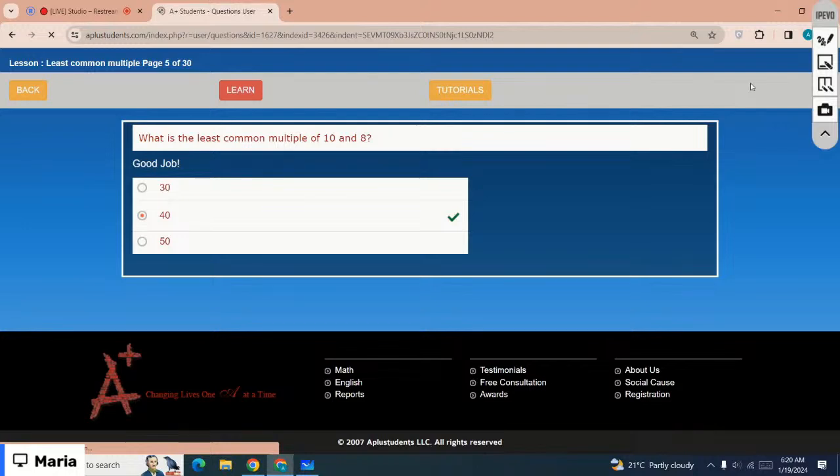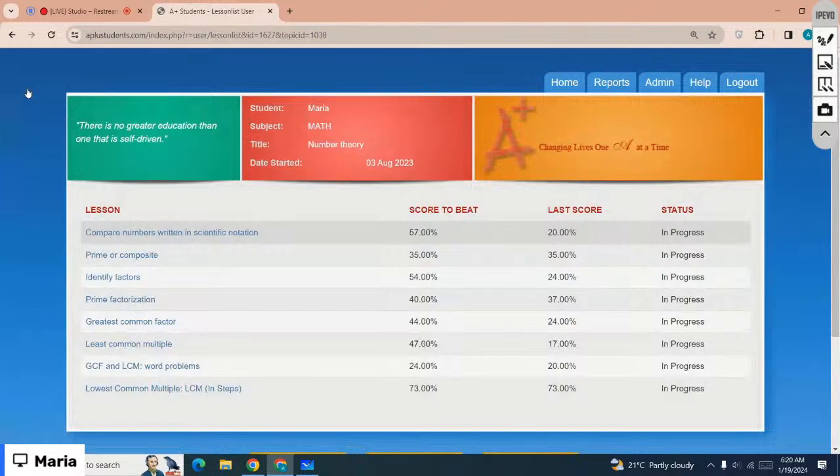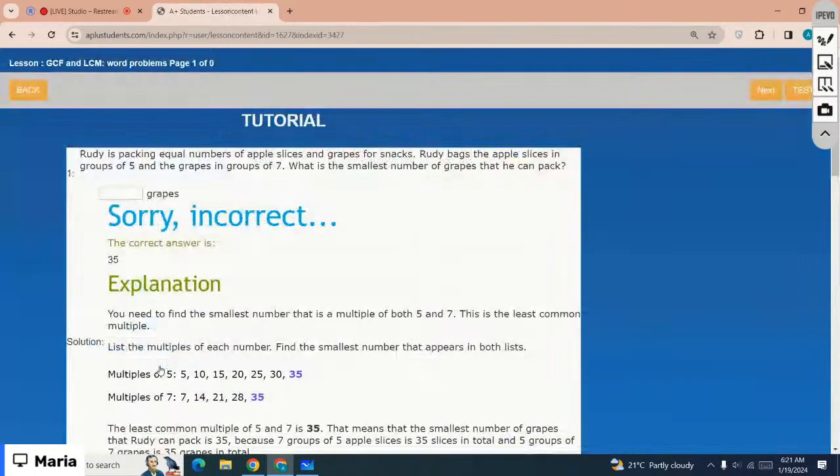Okay, you can complete the lesson by yourself later today. Let me just move on to the next lesson. The next lesson is GCF and LCM word problems. So let's just start with the lesson. Okay, let's just start with the test questions.